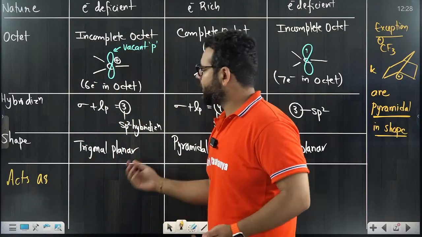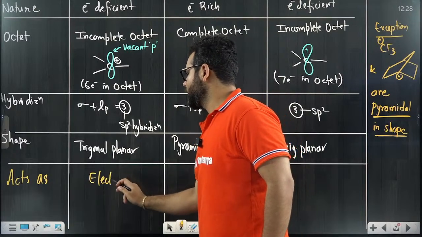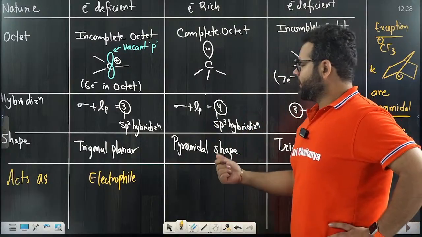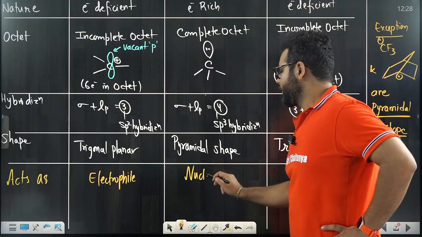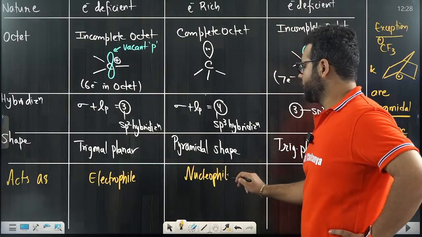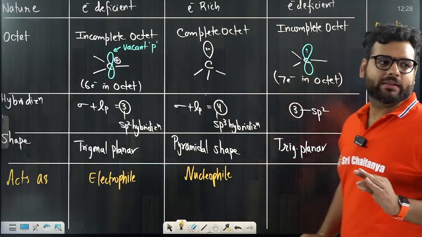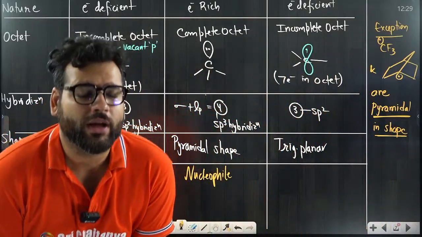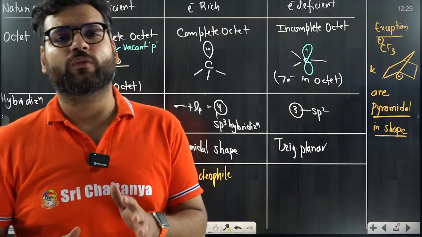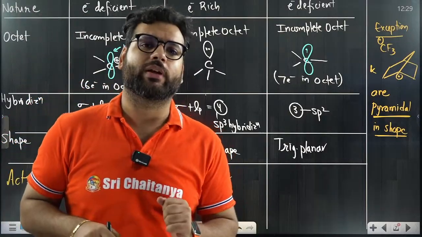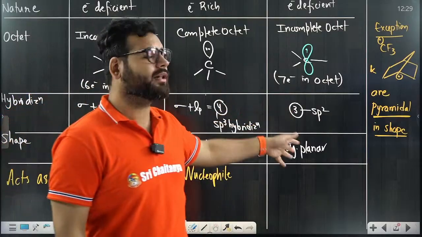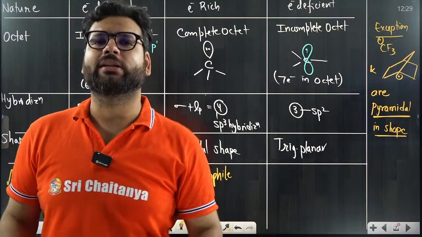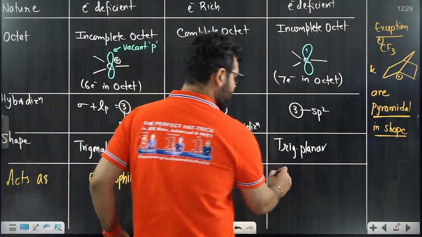Carbocation will act as an electrophile, obviously. It is an electron deficient species. This will act as a nucleophile. Carbanion will act as a nucleophile. And radicals are not electrophiles, remember it. Radicals are electron deficient, but electrophiles are those which gain a pair of electrons. Your carbon radical already has 7 electrons. How will it gain 2? It can't gain 2. Radicals are radicals only. So they act as radicals.